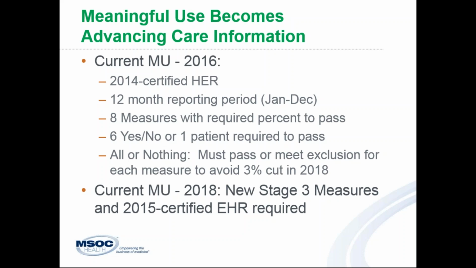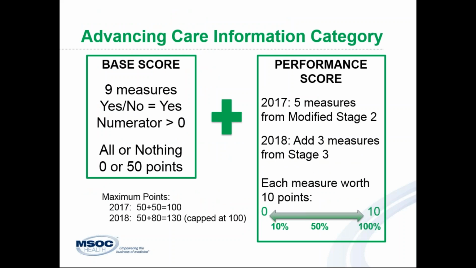You know this. Under the current meaningful use program in 2018, we are moving to stage 3 measures. They're required in the reporting year 2018 to use new measures that are part of stage 3, and you're required to have a 2015 certified EHR. So how does advancing care information change this program?